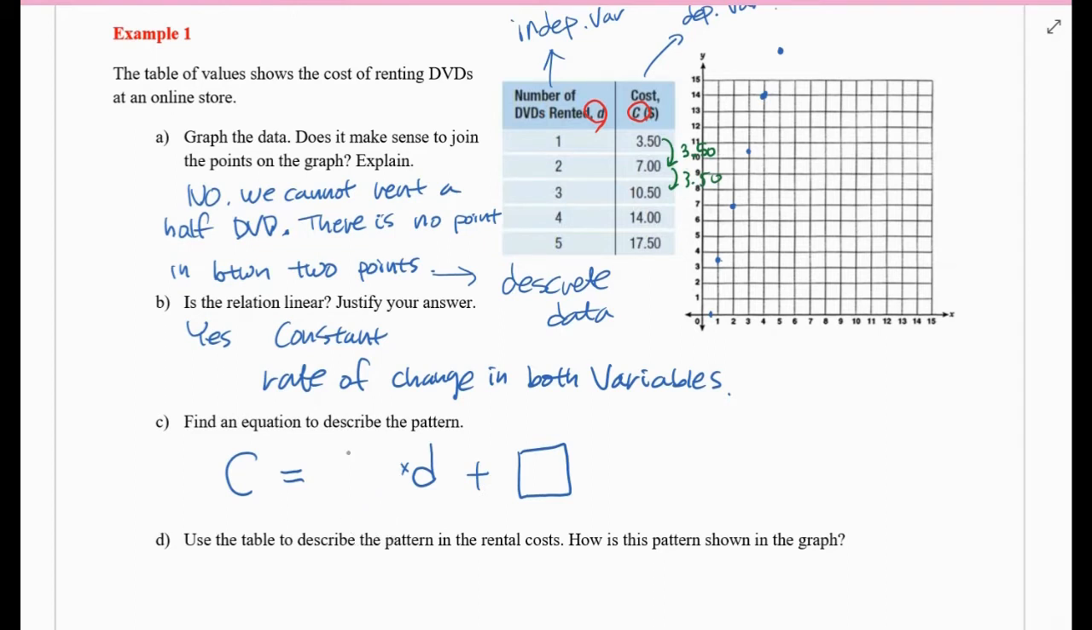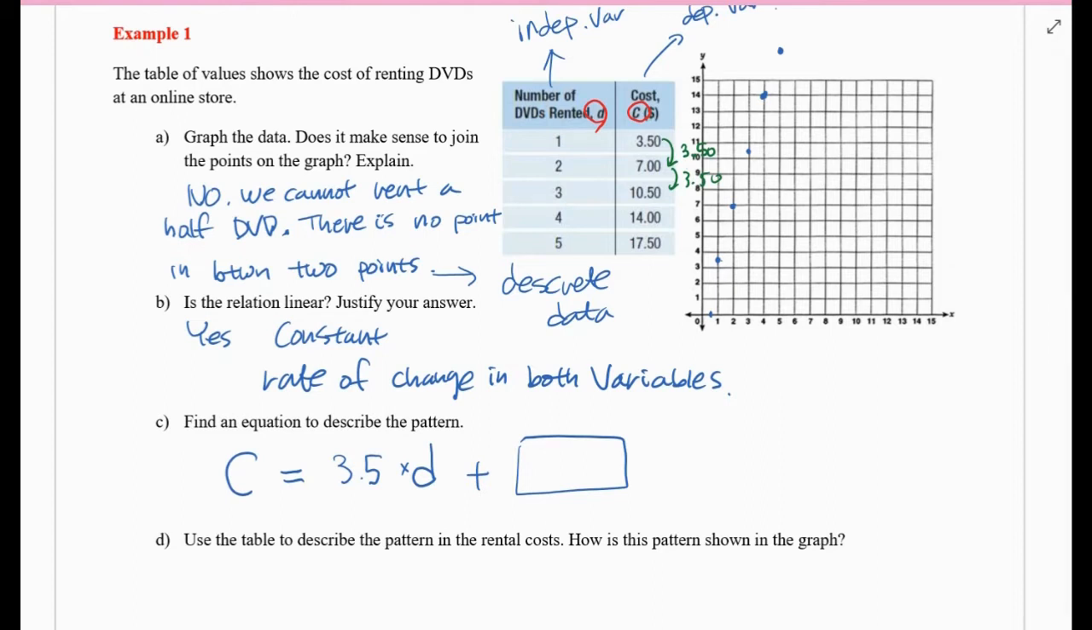Okay? 3.50, you can omit the 0. 3.5 times D plus something. You should figure this out. What number do you have to add to get C?